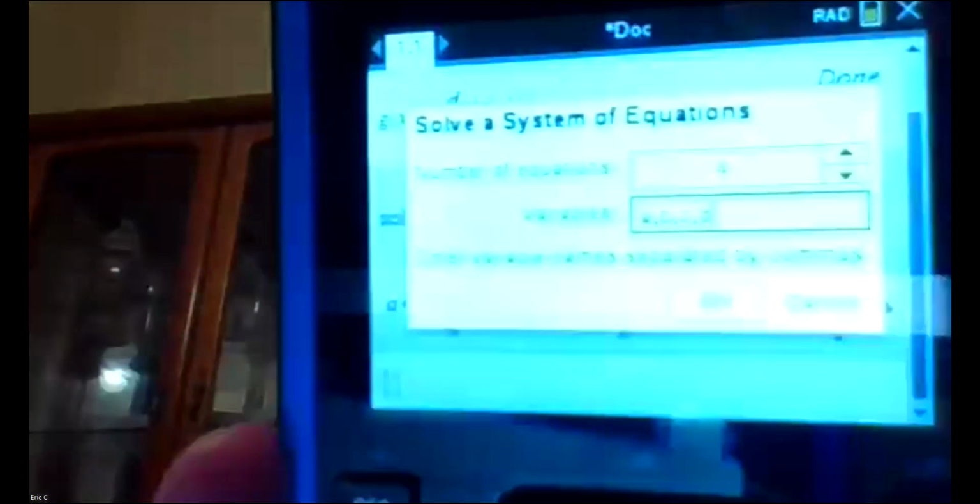The next one is find the value of d for which the graph has a stationary point at x equals 4. Essentially, you just need to add another equation to your system of equations. So you go back to algebra, solve system of equations, but in this case you're going for 4 equations, and you include d as well. Set this up on the calculator and then just go OK.